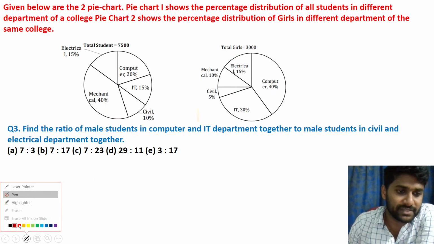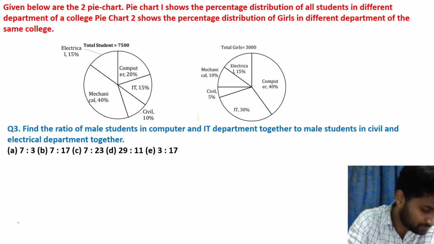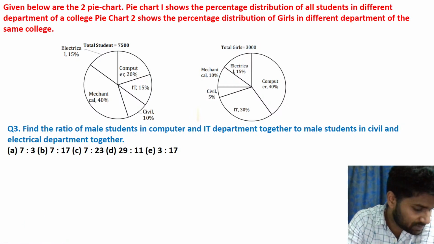Now see the data interpretation question.